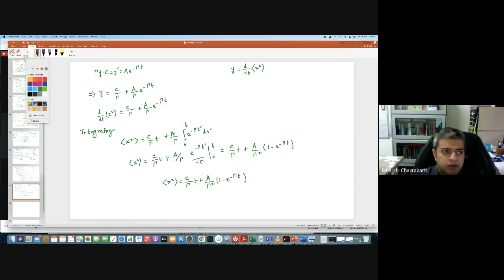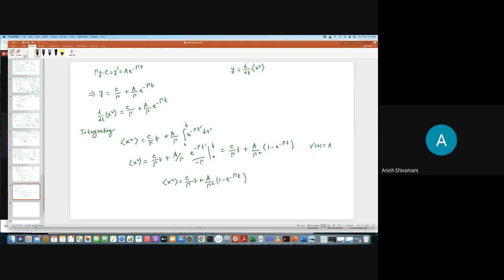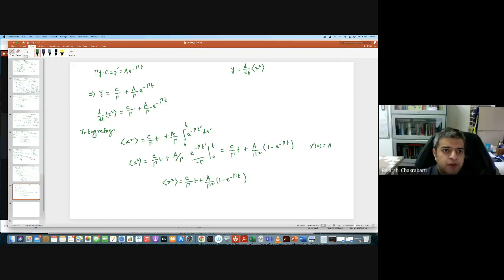What is the relation between C and gamma? Can anyone tell me? Because your y prime at time 0 is A, isn't it? And what is y prime? Y prime was gamma y. This is gamma minus y0 minus C equal to A. And what is y0? Y0 is ddt of x square. The whole thing has to be taken at t equal to 0, no?